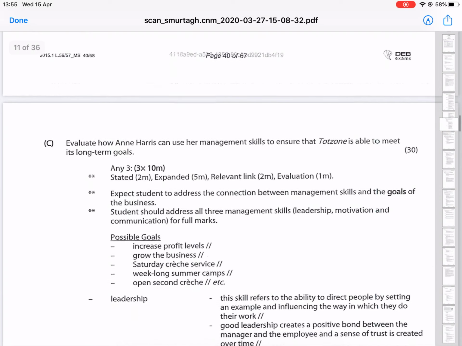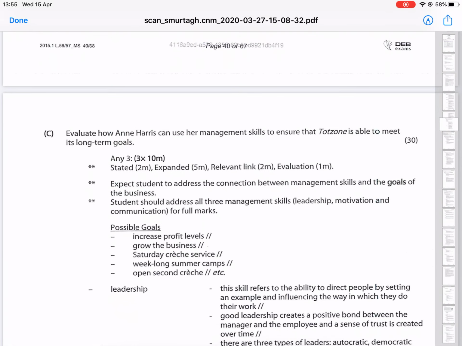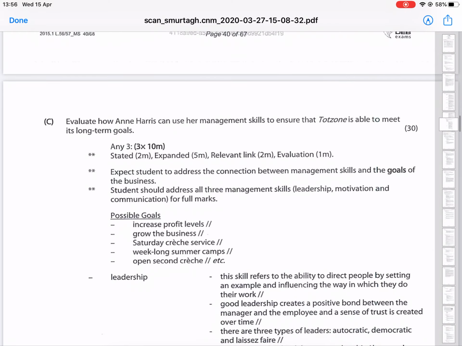And the third part, C, in this particular question was the management skills. Again, notice they don't say leadership, motivation and communication. You are expected to know them. If it was management activities, it would be planning, organising and controlling. So again, look at the marking scheme. State, 2 marks. Explanation, 5 marks. Relevant link, 2 marks. Evaluation, 1 mark. So there was an evaluation giving an informed opinion in this particular answer. So again, I would go with the same kind of logic of 2 well explained points to support it.